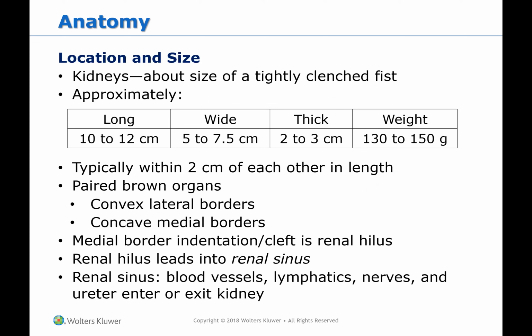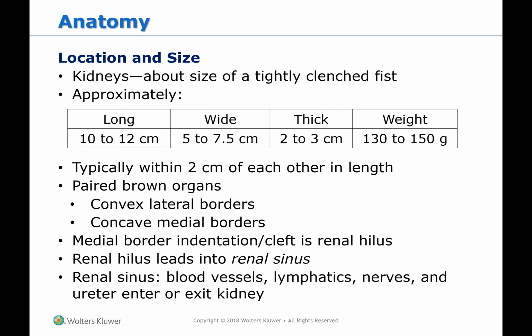So the kidneys are about the size of a tightly clenched fist. They're approximately 10 to 12 centimeters. Sometimes it can be up to like 9.5 too, depends on the size of the patient. The width is 5 to 7, and the thickness is 2 to 3 centimeters. They're about 130 to 150 grams. Typically, we want to see both kidneys within 2 centimeters of each other. So if you had one kidney that was 7 centimeters and you had one kidney that was 13 centimeters, that would be a hint that something might be going on with the kidney that is smaller.